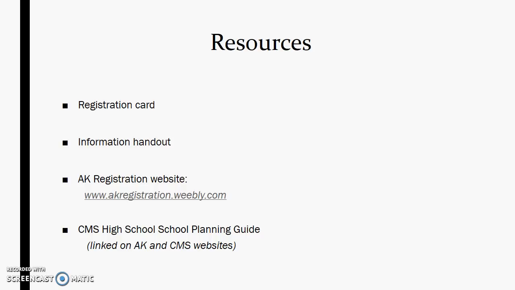There is an Ardrey-Kell registration website that can be found at akregistration.weebly.com that has all kinds of information. This presentation will be posted there if you want to go see it again. It has copies of all the registration cards. It has all of the required forms that you might need. It has course descriptions and links to the high school planning guide. So that registration website is a great source of information, and we really encourage you to use it to answer any questions that you have.